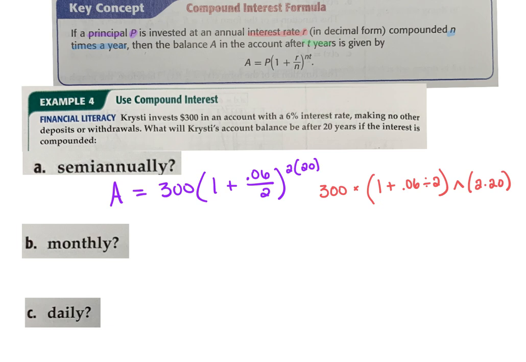Monthly. What's the only thing that's going to change if I say monthly instead of semi-annually? On monthly, I'm going to do the same exact equation, but my n is going to change to what number, you think? 12. Yeah, 12. Daily, same equation, but 365. Daily is how many times a year? Yes, daily would be 365.